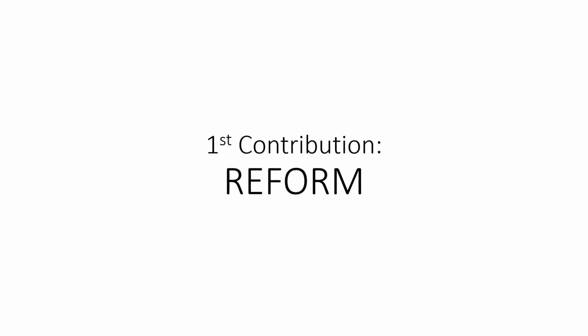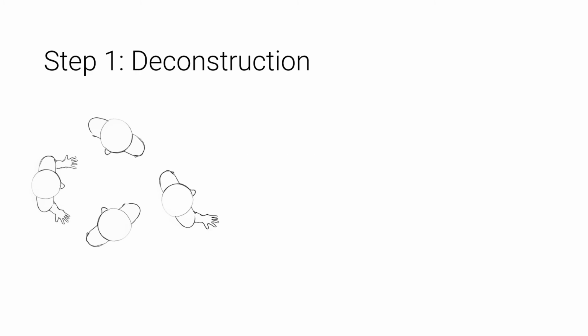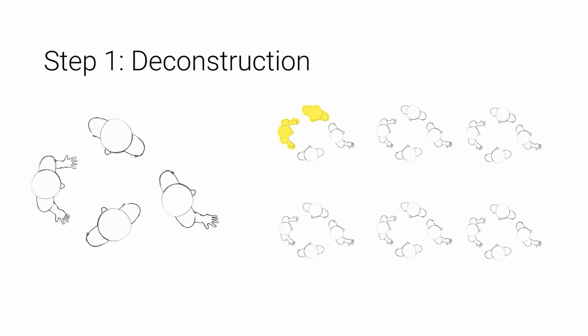Reform has 3 steps. Given a scene of people, first, the algorithm breaks the scene up into pairwise data points, capturing all possible combinations of 2 individuals.